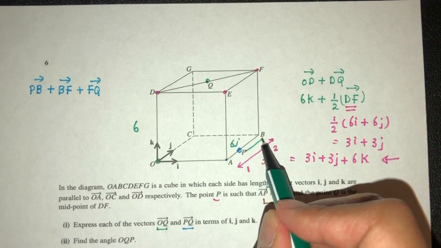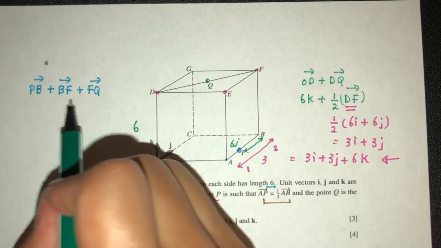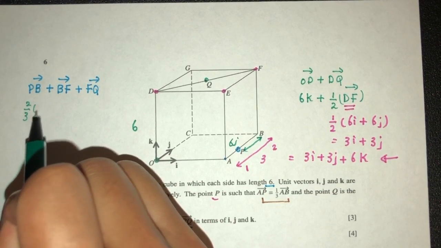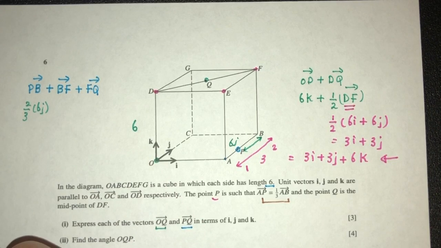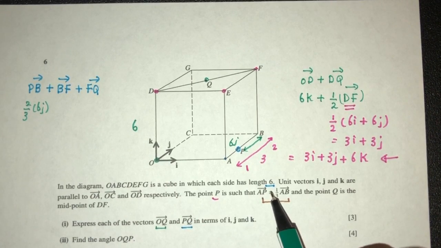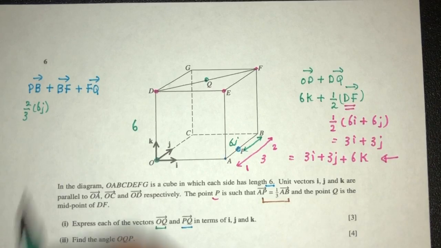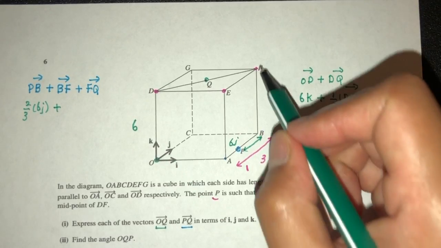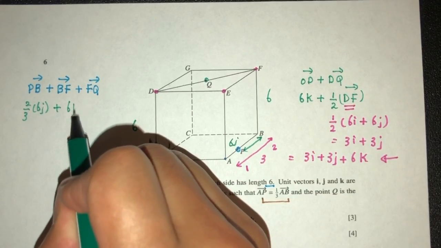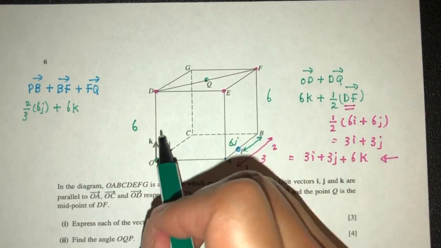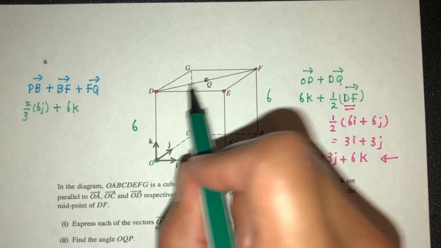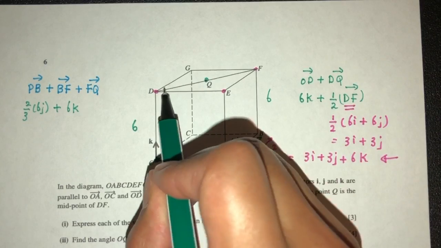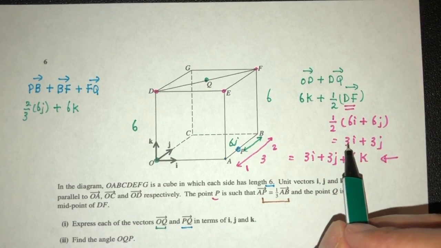Now this one is 2/3, so BP is 2/3 of 6j. Hope that makes sense, because AP is only 1/3, obviously the rest will be 2/3, right? And then BP will go up by 6, that will be 6k, right? Up is k.